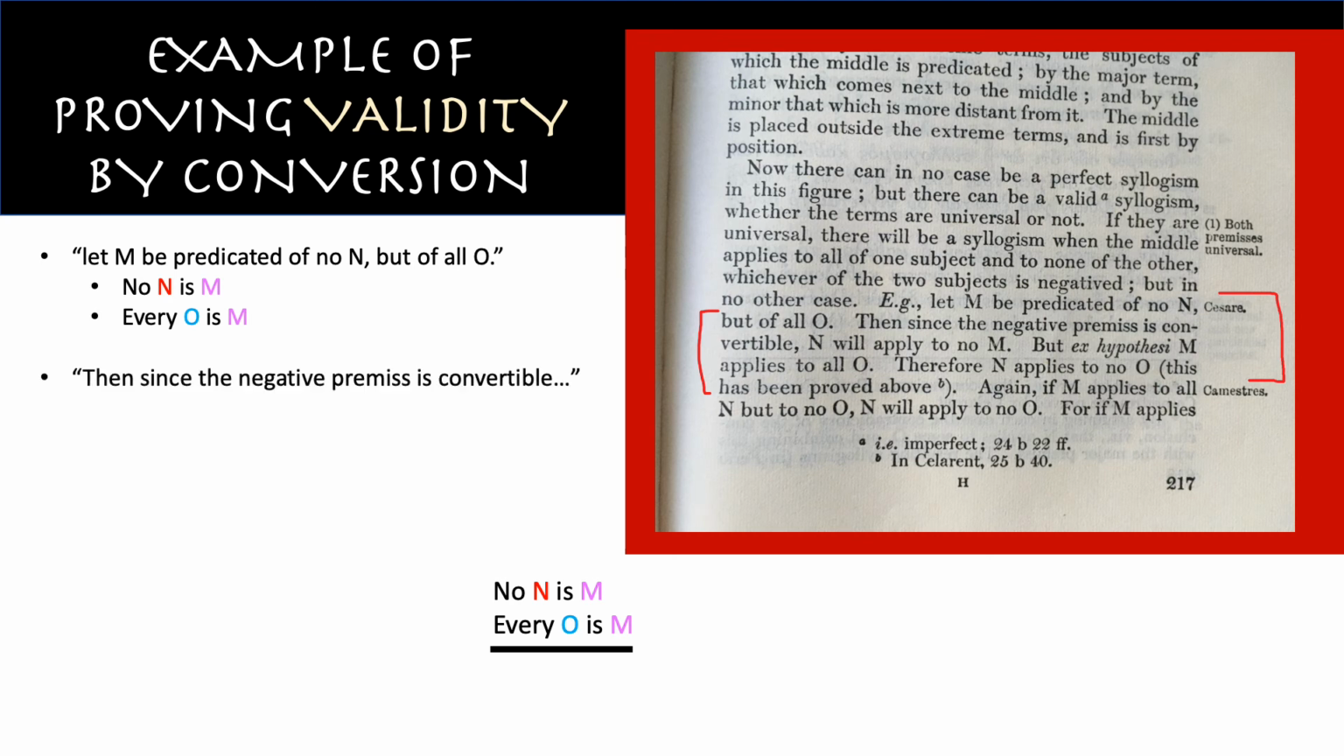Now let's look at another part of the quotation. Then, since the negative premise is convertible, what this means is no N is M. But that premise, since it's negative and universal, is convertible. So just as if it's true that no N is M, then it's also true that no M is N. That's the conversion of the universal negative proposition. So let's perform this conversion in the two premises we have written down below. We convert the major premise, no N is M, such that it reads no M is N.